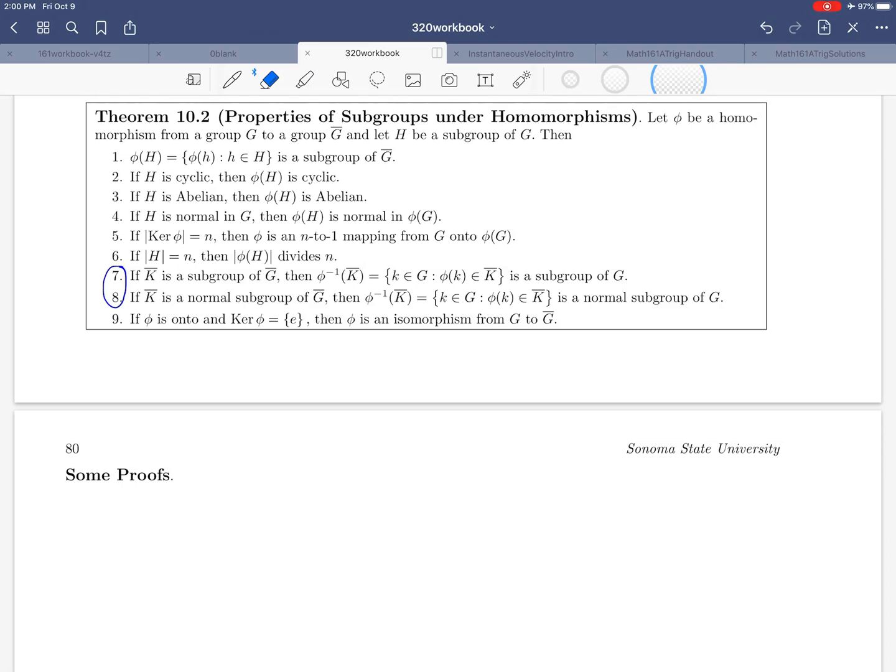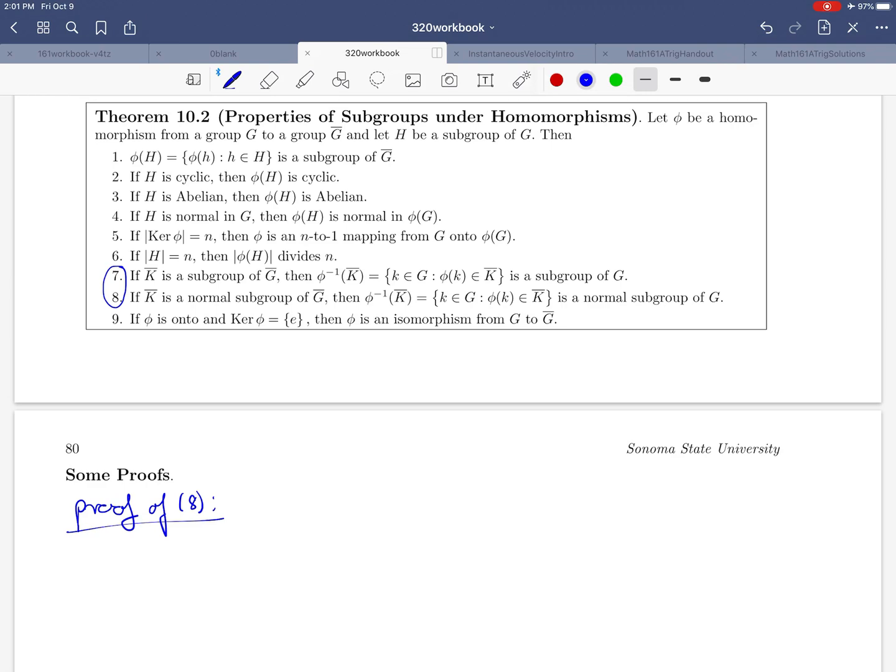Let's prove property number 8 of theorem 10.2. Okay. Proof of property 8. And we're assuming that we already know everything from before.